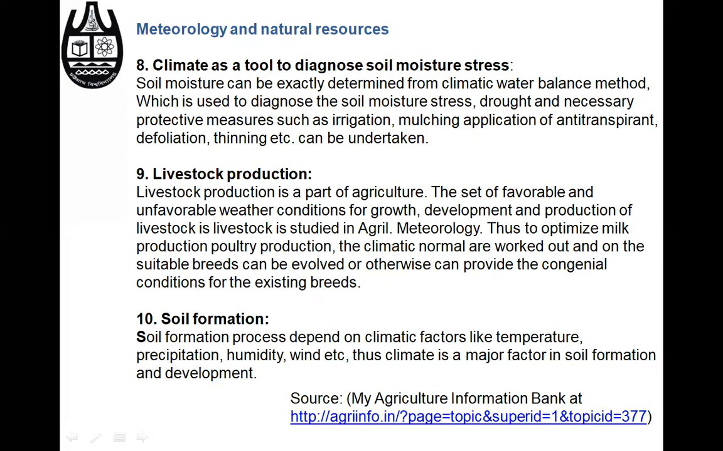Depending on the soil moisture, you can also think about what management practices you can change in your production system. You can go for mulching application at that time. Do you need thinning practices at that time? So many other management practices are related to particular soil moisture stresses.